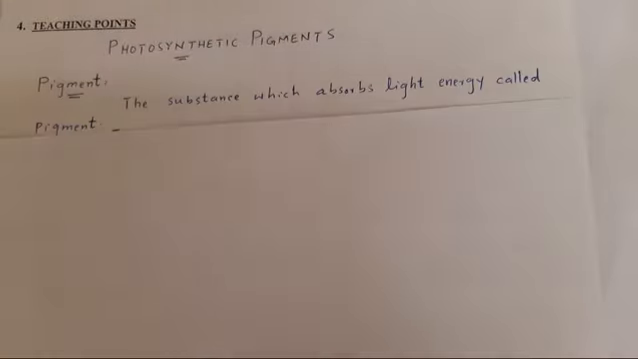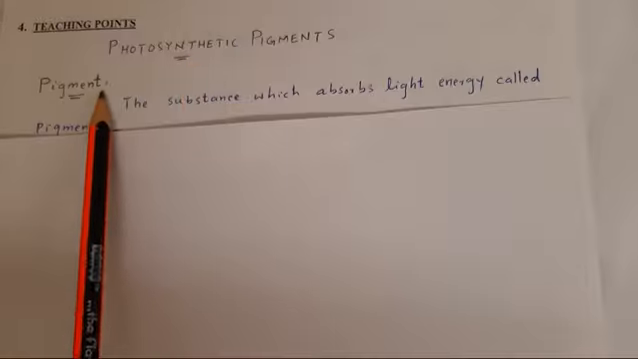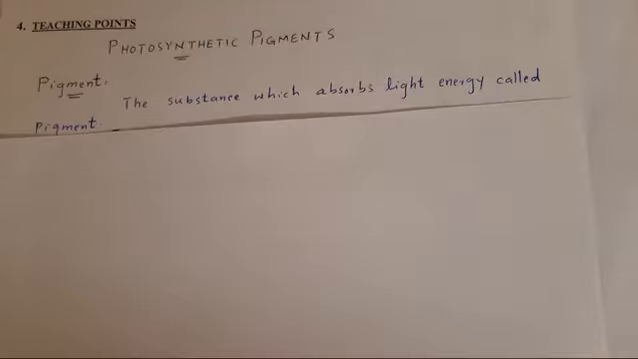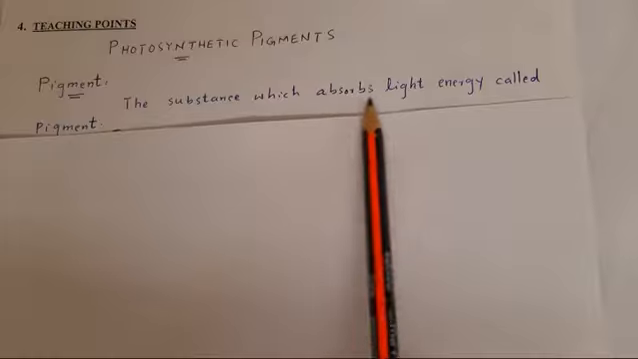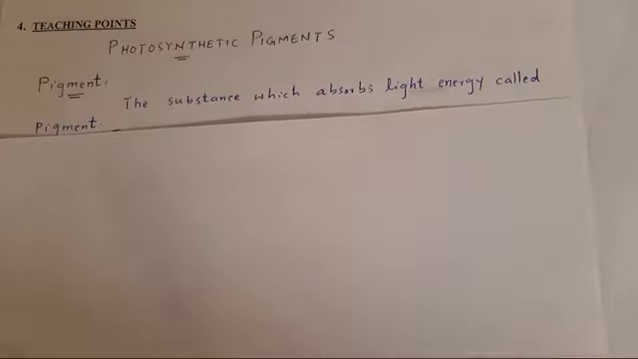Today in this video we will study another topic of chapter 4, that is photosynthetic pigments. Before moving into photosynthetic pigments, we will first know what is meant by pigment. What is pigment? The substance which absorbs light energy is called pigment.